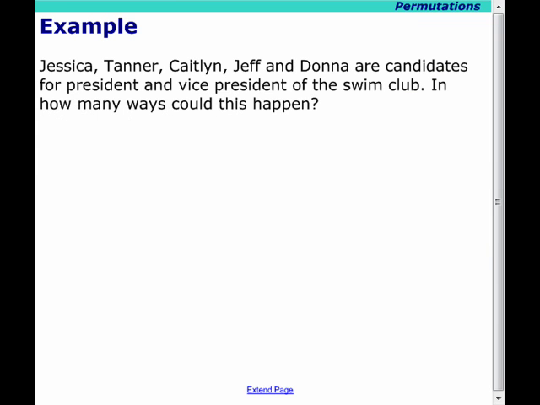So for example, here's another one. Jessica, Tanner, Caitlin, Jeff, and Donna are candidates for president and vice president of the swim club. In how many ways could this happen? Well, I want to pick a president and I want to pick a vice president. Fundamental counting principle. Can you see it? So now I just say, okay, how many people could I have in for president? So 1, 2, 3, there's 5. Now, if I already pick one president, I can't have him for VP too.